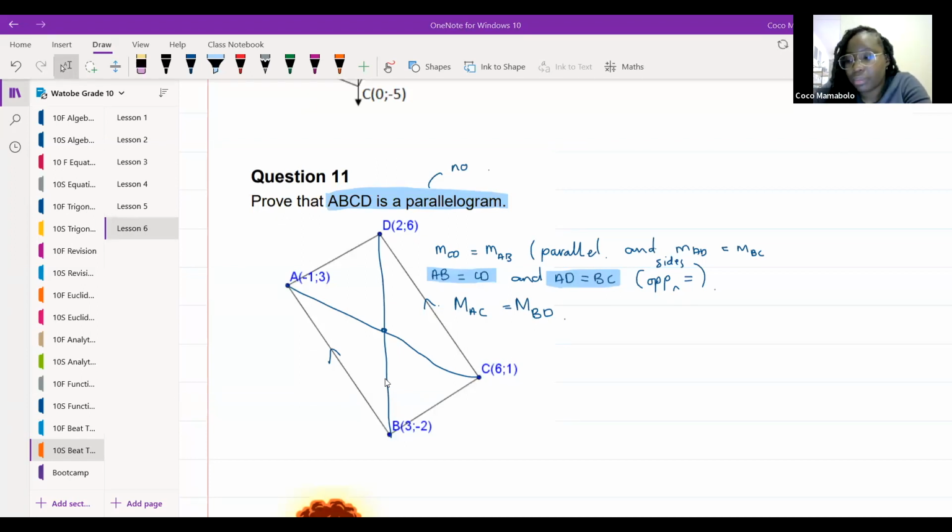Sorry? I have a question. If you're given such a question, how many characteristics do you need to use in order to be able to prove that it's a parallelogram? Because it's a parallelogram, we must prove parallel, right? That's correct.